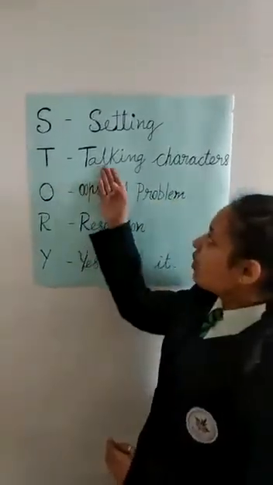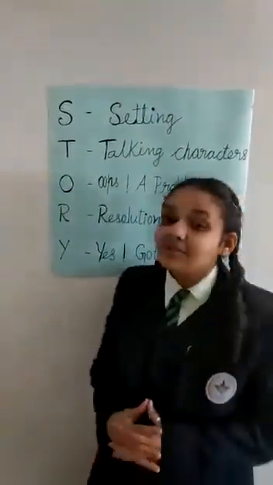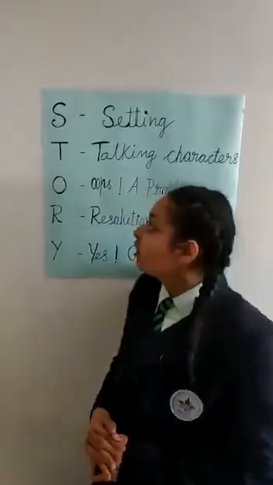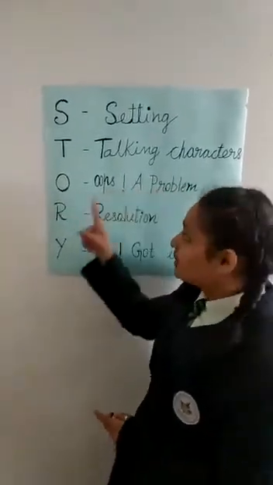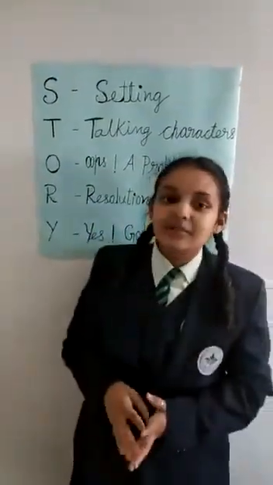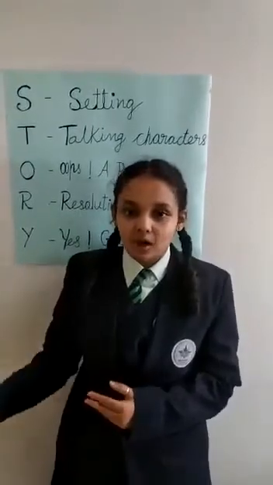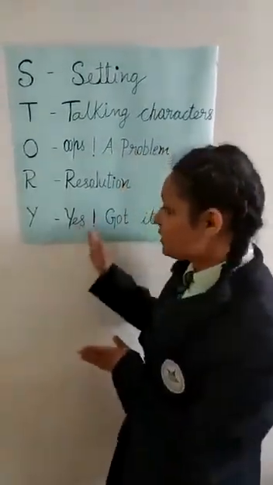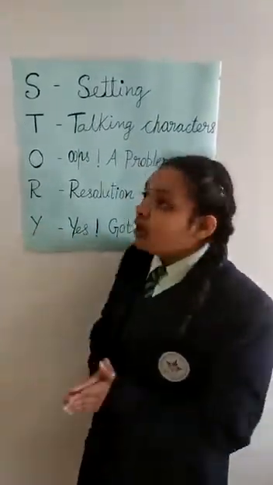The second element is talking character, which stands for T. This means all the individuals in the story. The third element is oops, a problem, which stands for O. This means that you have a problem in the story. The fourth element is resolution, which stands for R. This means that you're resolving a problem, that means solving a problem. The fifth element is yes, got it, which stands for Y. This means that you found a solution to the problem.